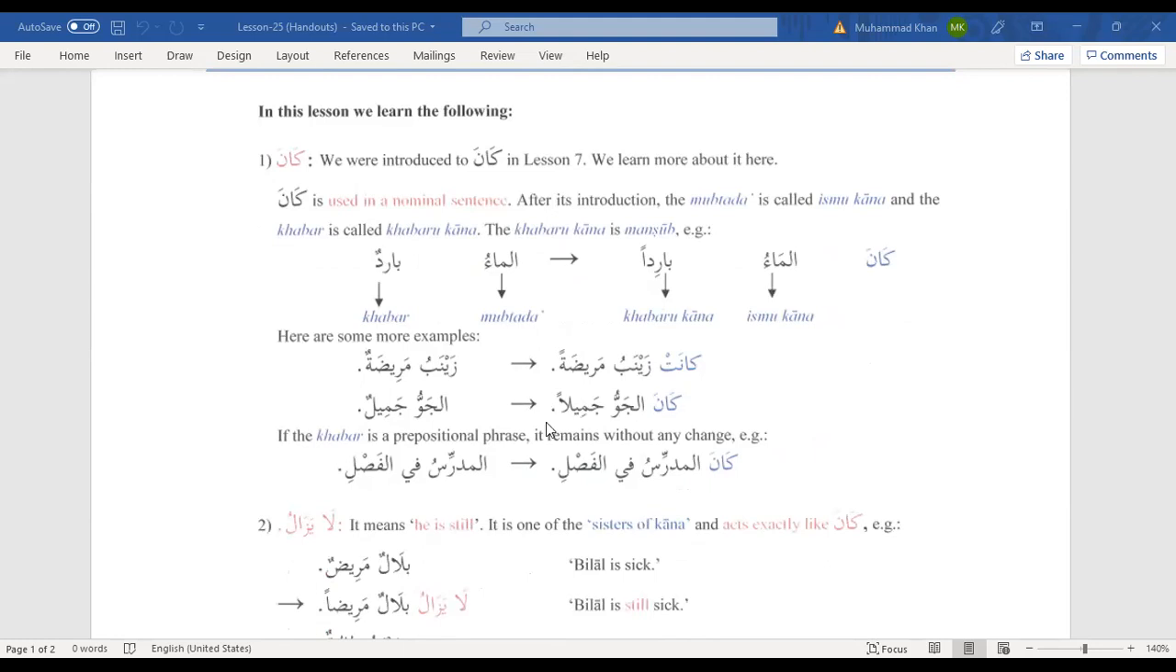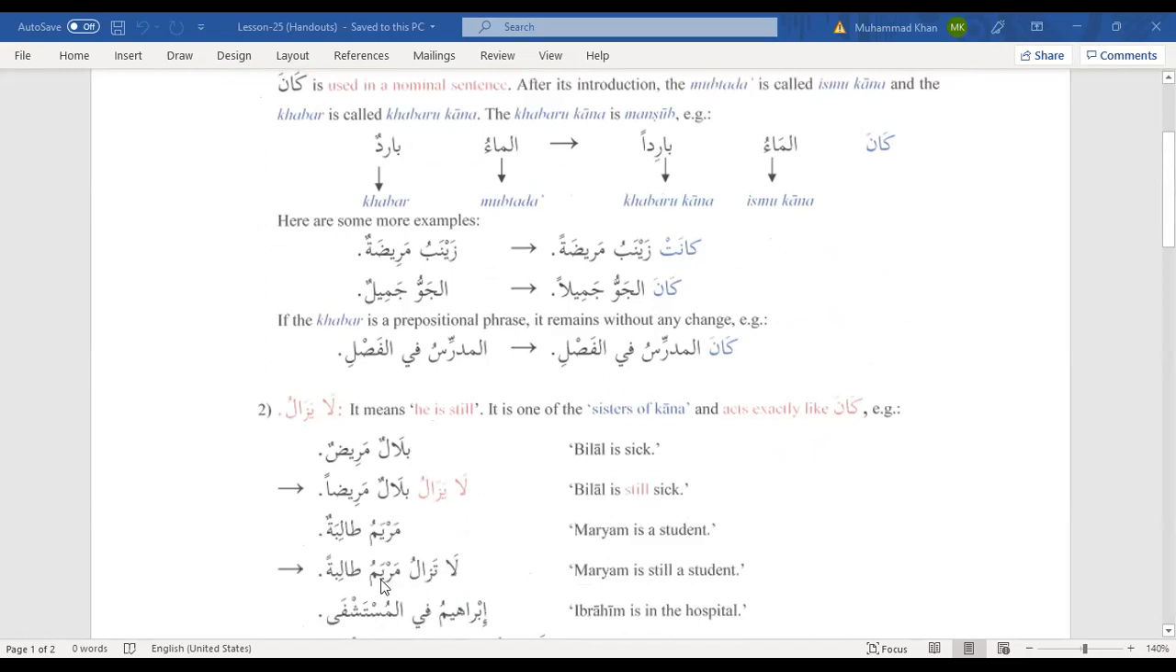be kanat. So Zainabu maridatun, Zainab is sick. And when we want to use kana for the feminine, we have to say kanat. Kanat Zainabu maridatun, Zainab was sick.